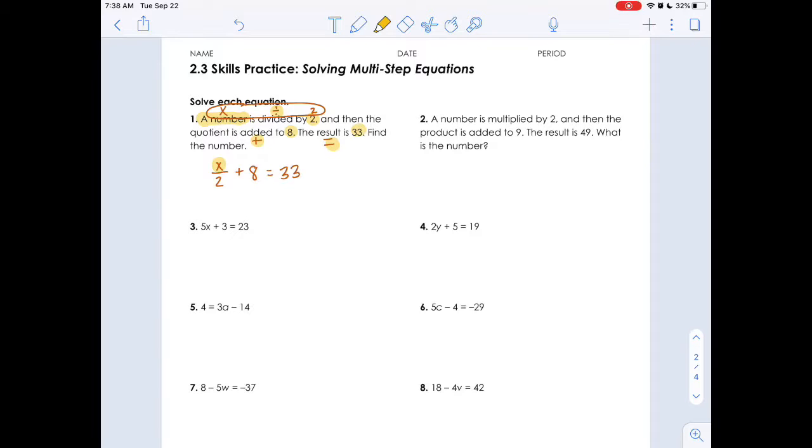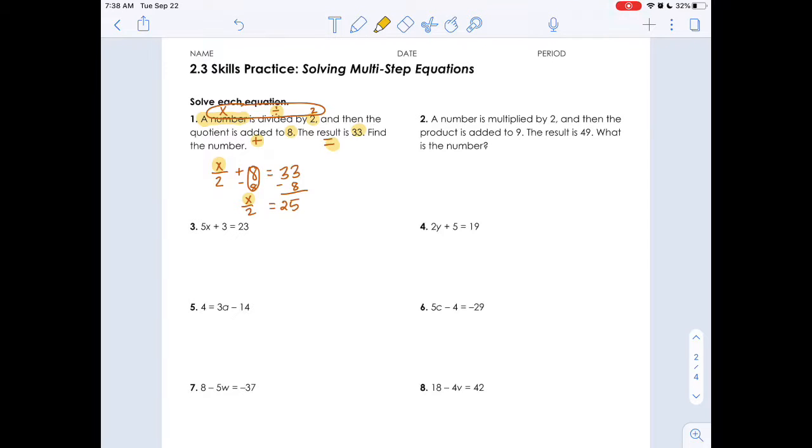There's my variable, and so I'm going to use inverse operations starting from the outside in, starting with addition and subtraction and working my way into the variable. So first I'm going to get rid of this 8 by subtracting it from both sides. 8 minus 8 is 0 over here. And then I have 33 minus 8, which should give me 25, equals x over 2. Still have the x to solve for.